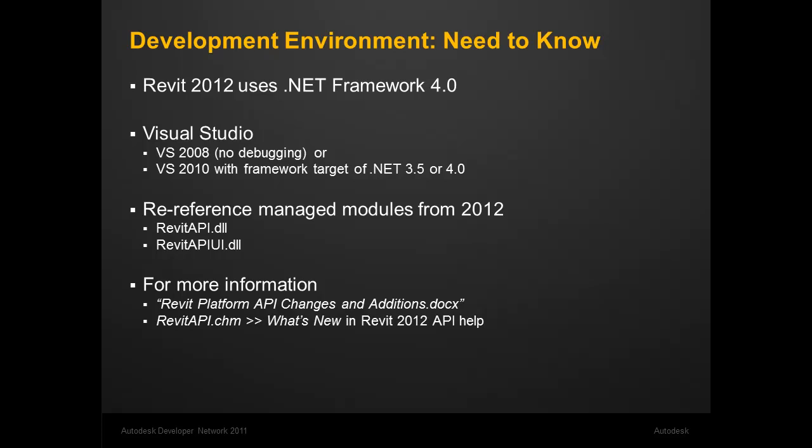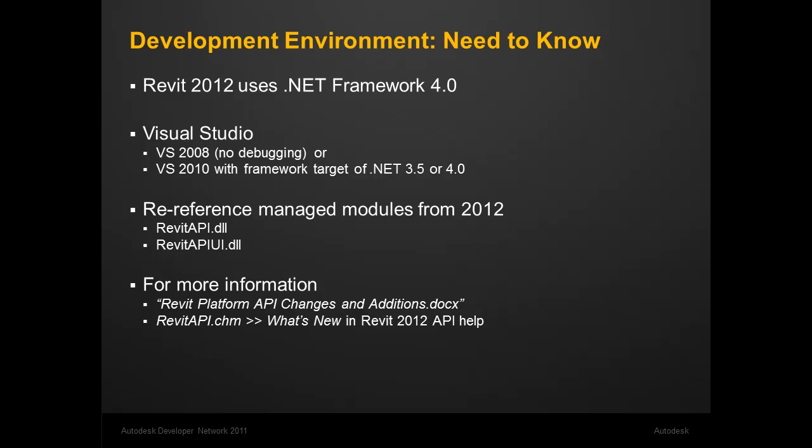The .NET Framework 4.0 has been used since Revit 2012's release. For the development environment, you could use either Visual Studio 2008 or Visual Studio 2010. We do recommend that the development environment is Visual Studio 2010 with a target framework of 4.0. We can still use Visual Studio 2008 with a target framework of 3.5. However, we cannot debug the plugins using Visual Studio 2008. Binary compatibility is not guaranteed with Revit API yet.